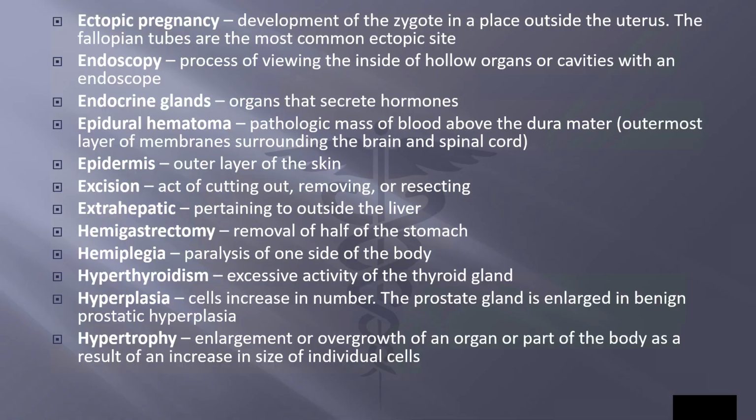Then we have endocrine glands. These are organs that secrete hormones. Endocrine glands secrete hormones. Examples of endocrine glands are adrenal glands, pituitary gland, and thyroid gland.